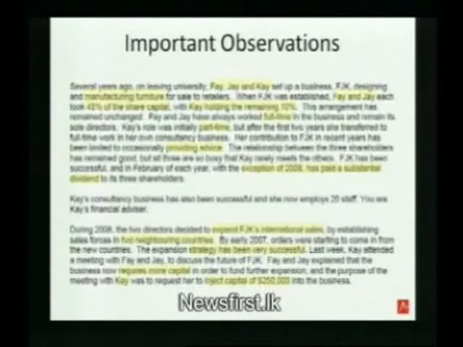K attended a meeting with F and J to discuss the future of FJK. And F and J explained that the business now requires more capital, so they are looking for more capital in order to fund further expansion. And the purpose of the meeting with K was to request her to inject a capital of 250,000 into the business. Now hold on, she's an outsider at the moment. She's a shareholder, but she's not really coming into the company every day. So you have the other two investors asking money from her, so she'll be definitely concerned, right? And she's provided with an income statement, which is actually an unaudited statement. Please note that.